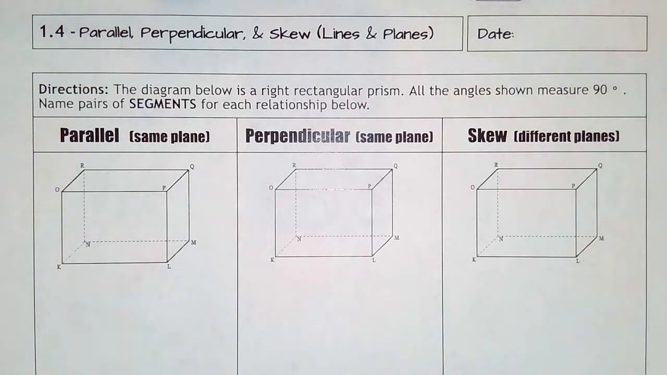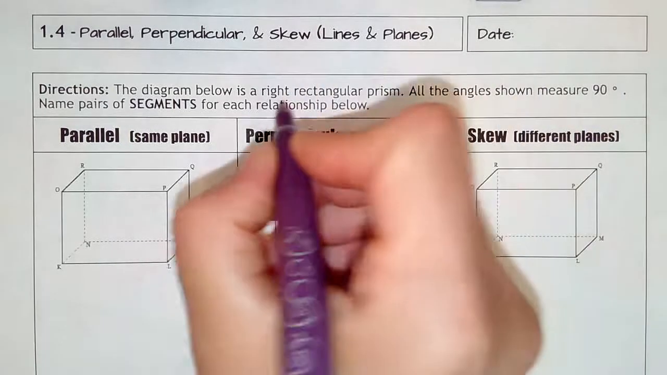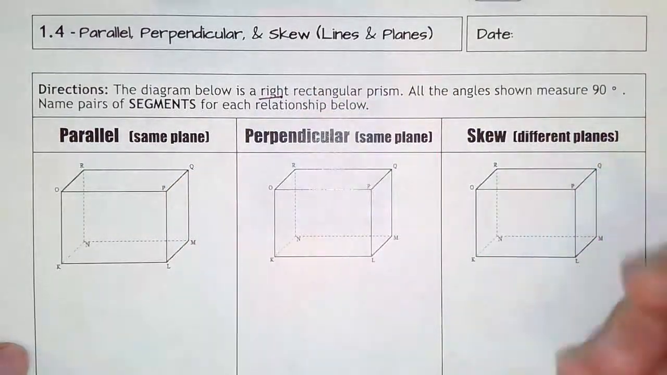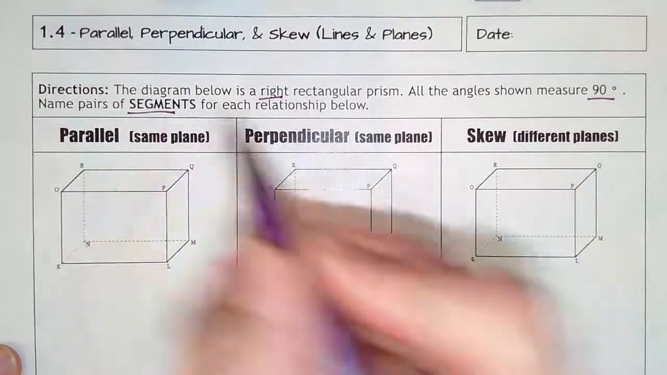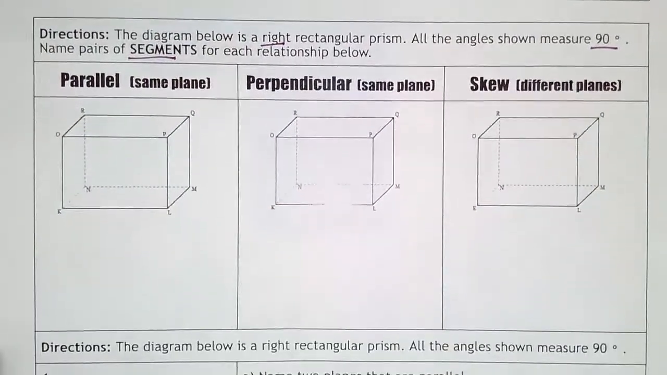All right, this is 1.4. We're going to talk about parallel, perpendicular, and skew, what those words mean when you have lines and when you have planes. Directions say that the diagram below is a right rectangular prism. All the angles shown measure 90 degrees. Name pairs of segments for each relationship below.